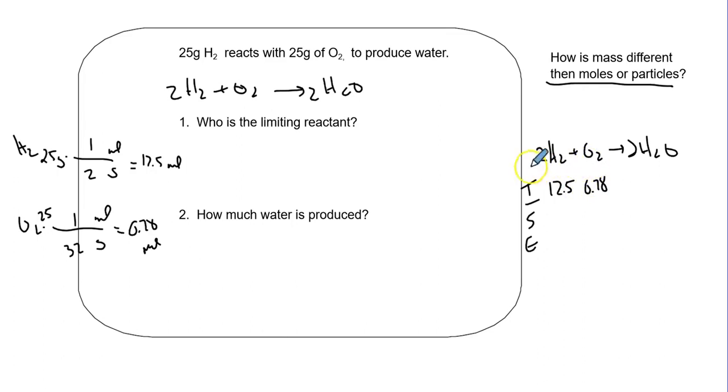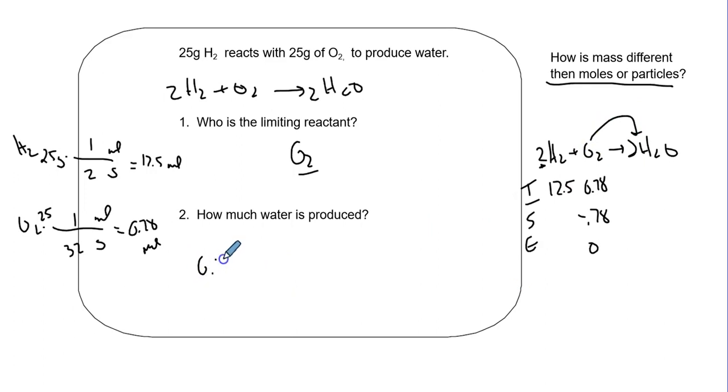And now we want to play our game. Who is limiting? The O2 is limiting. Hands down, we got way less of it. Even though this is being used up twice as fast, you should easily be able to see. Minus 0.78 is 0. Okay, how much water is produced? Now I'm just going to jump right to the answer. I don't want to know everything else. I'm going to go from here to here.